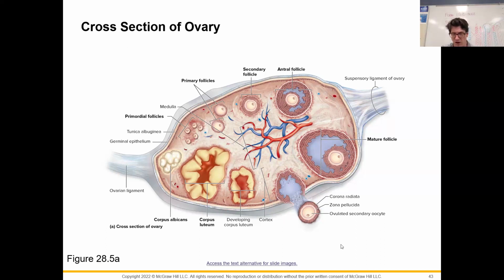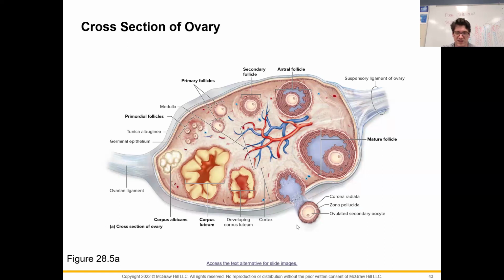So when we ovulate that oocyte, we're going to be left with the rest of that follicle here. That follicle gets turned into our corpus luteum, which is a short-lived gland, so it's only going to live for a couple weeks. It is going to secrete lots of progesterone, which is going to cause our endometrial lining to thicken and prepare for possible implantation of a zygote.